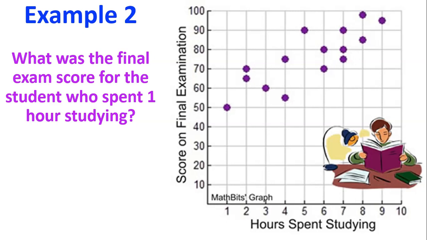Let's reverse this now. If I want to find the final exam score for a student who spent 1 hour studying, I'm going to start with 1 hour studying, that's on my horizontal axis, and I'm going to go up until I find that person, and that person got a score of 50. So that tells me they got 50% in their final exam after studying 1 hour.